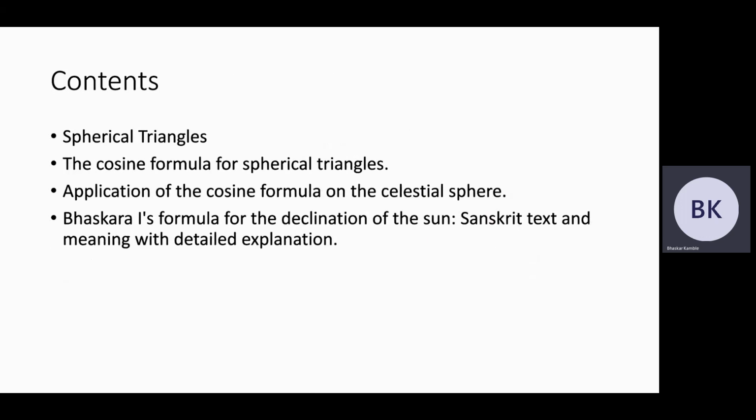So in this presentation, I will start with the basics of spherical triangles. So what are spherical triangles? Then I will present an important result of spherical triangles known as the cosine formula for spherical triangles. I will apply this cosine formula to the celestial sphere and derive a result which is exactly the one given by Bhaskara I, which relates the declination of the sun to the longitude of the sun on the celestial sphere. I will also give a detailed analysis of the Sanskrit text of Bhaskara I, along with its translation and explanation into English.